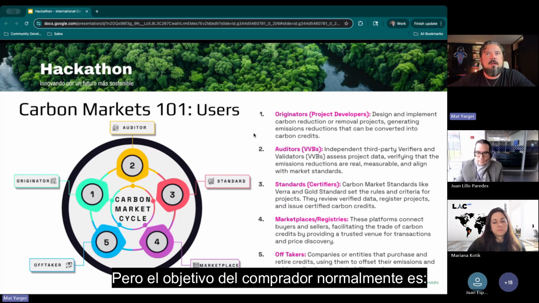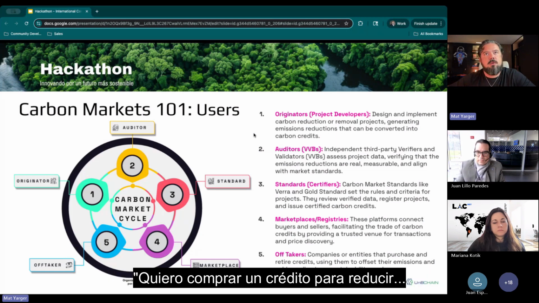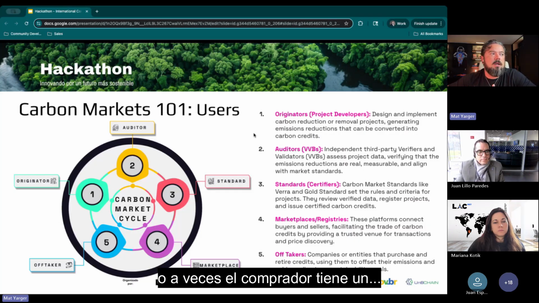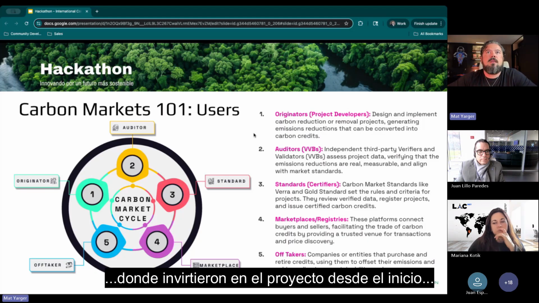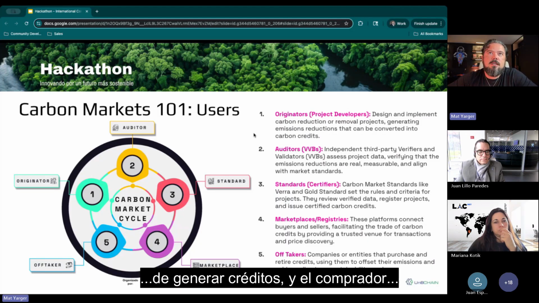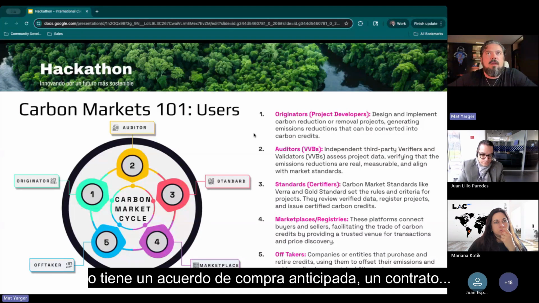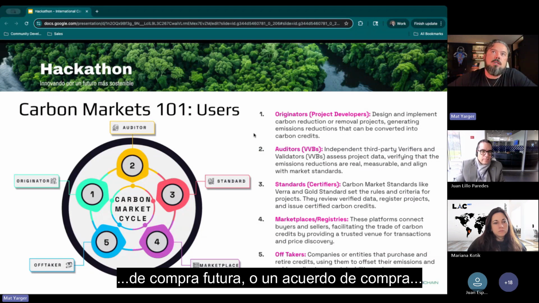But the goal of the off-taker typically is, I want to buy a credit to reduce my emissions and meet a goal. So they either do that through a marketplace, directly through a standard, or sometimes an off-taker will have a direct agreement with the project developer where they invested in the project early on before it was generating credits. And so that helped them get to the point they could generate credits, and the off-taker gets a percentage of those credits as part of their investment. Or they have a pre-purchase agreement or a forward purchasing agreement or a long-term offtake agreement.